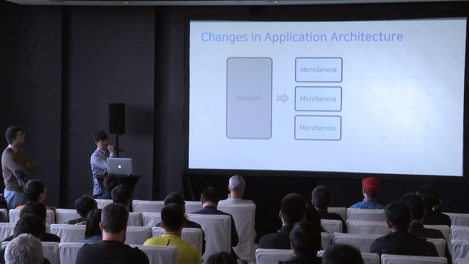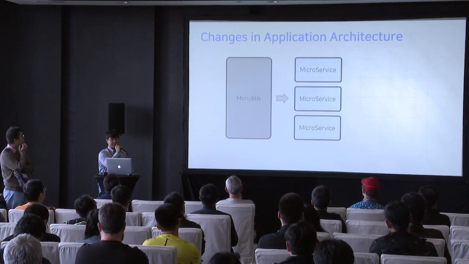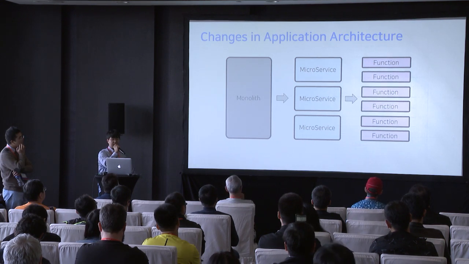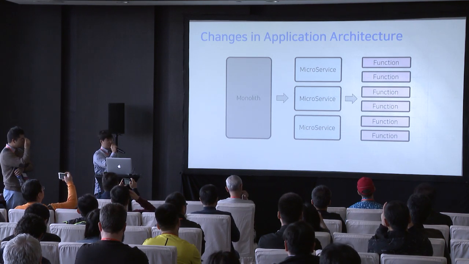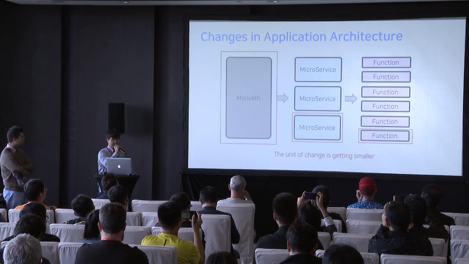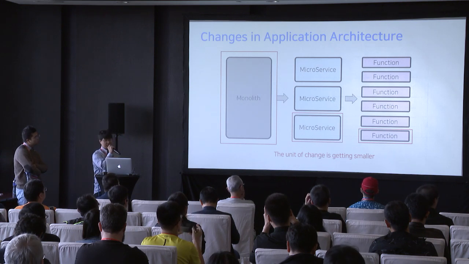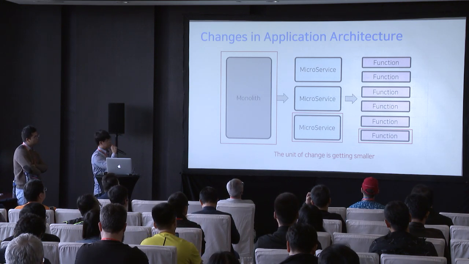In the microservice architecture, the system is comprised of many small independent services. Now people are trying to split up into smaller functions. I think this is a kind of trend to minimize the scope of changes to make the system more flexible.